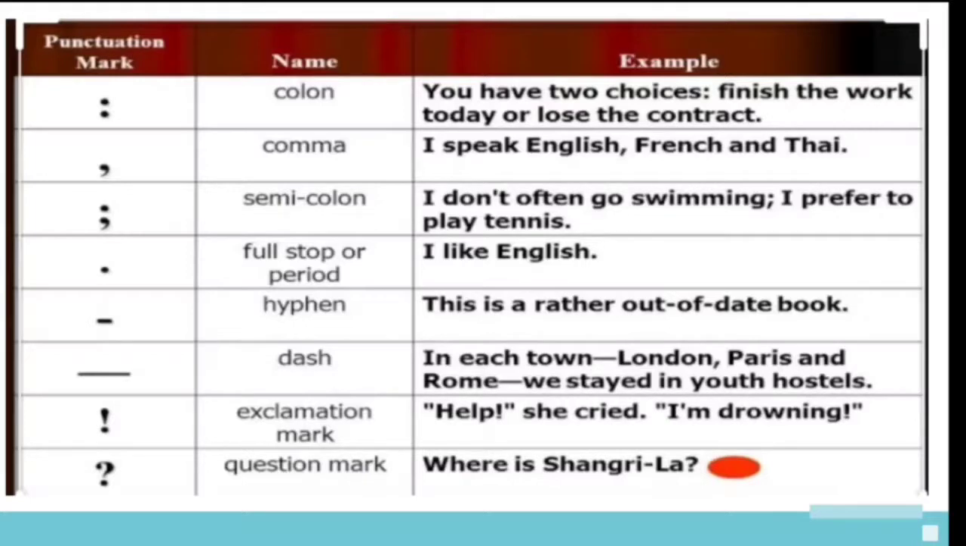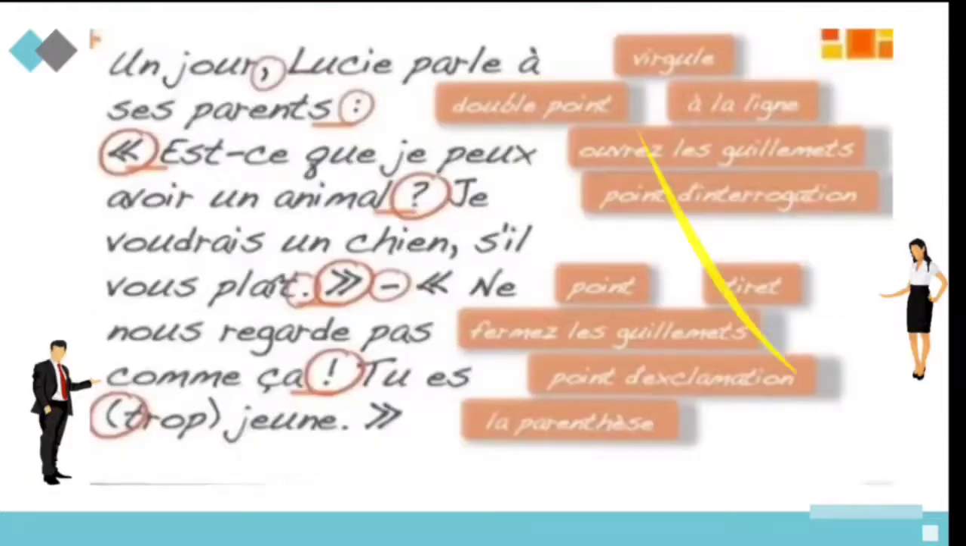And next, hyphen. This is a rather out-of-date book. And next, dash. In each town, London, Paris, and Rome, we stayed in a youth hostel. And exclamation mark: help, she cried, I am drowning! And question mark: where is Shankari? So this is all about the usage of punctuation marks.